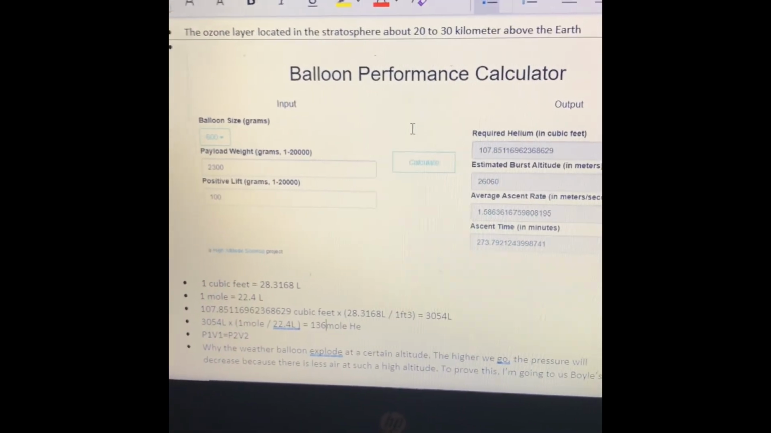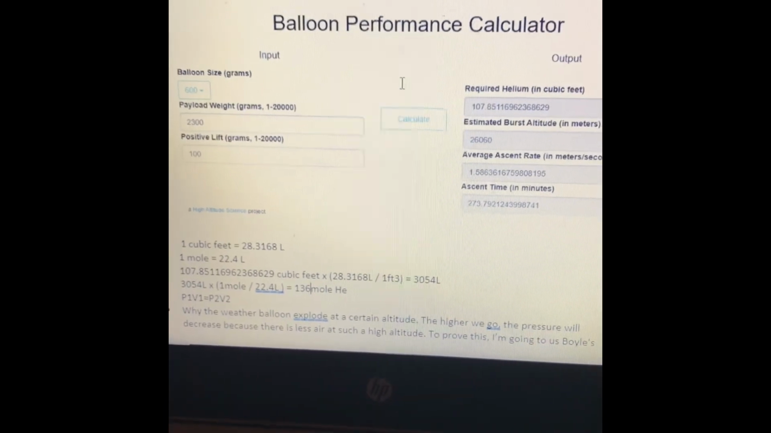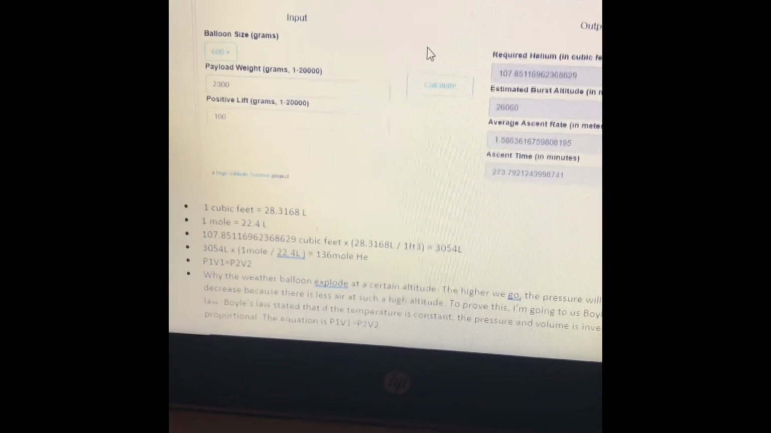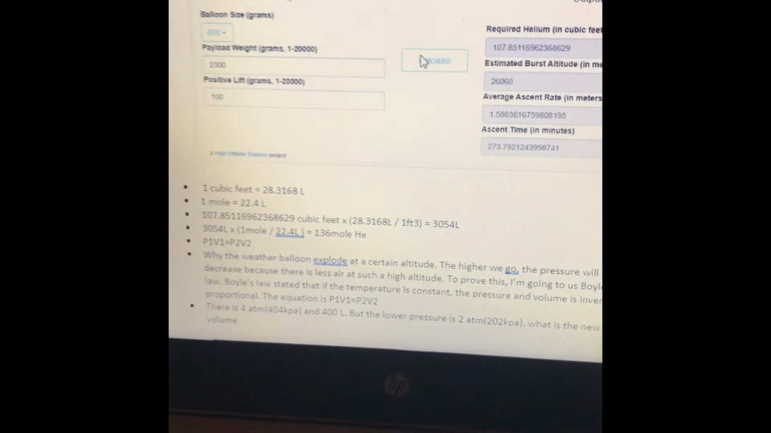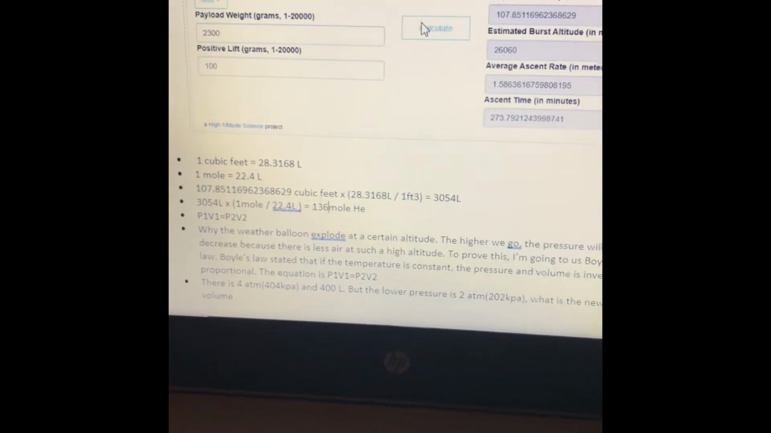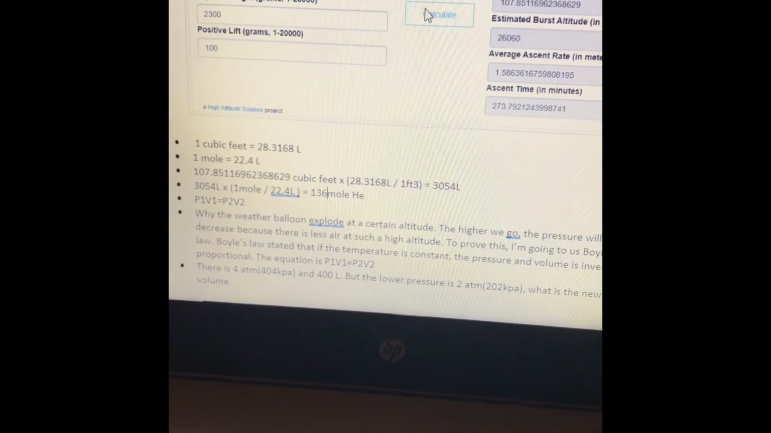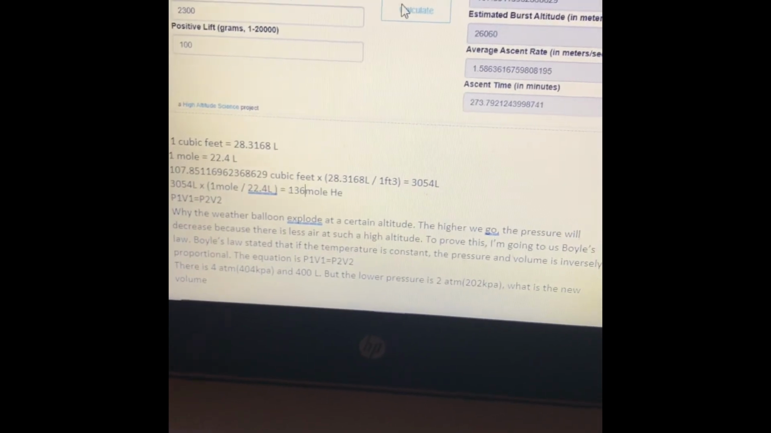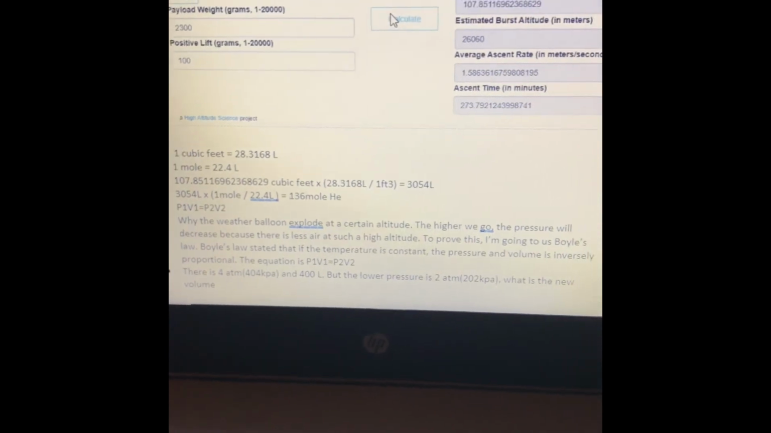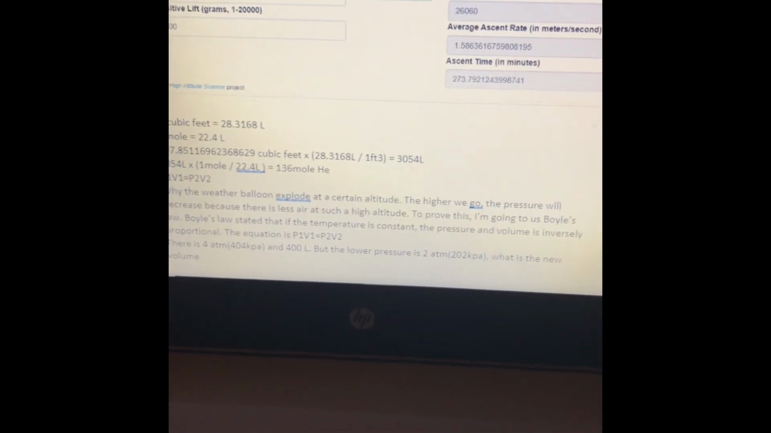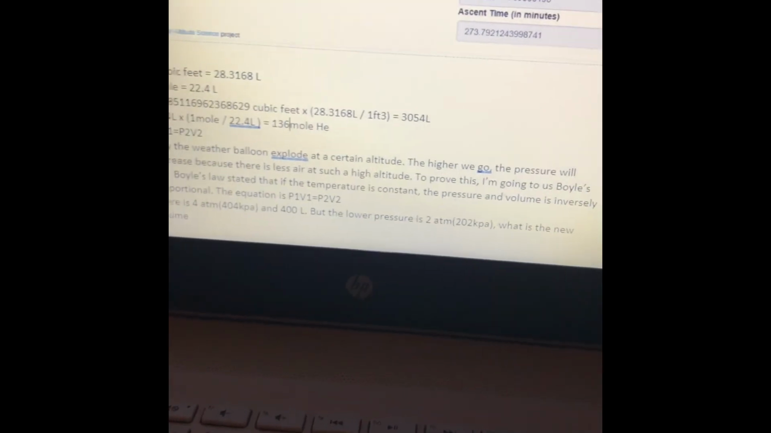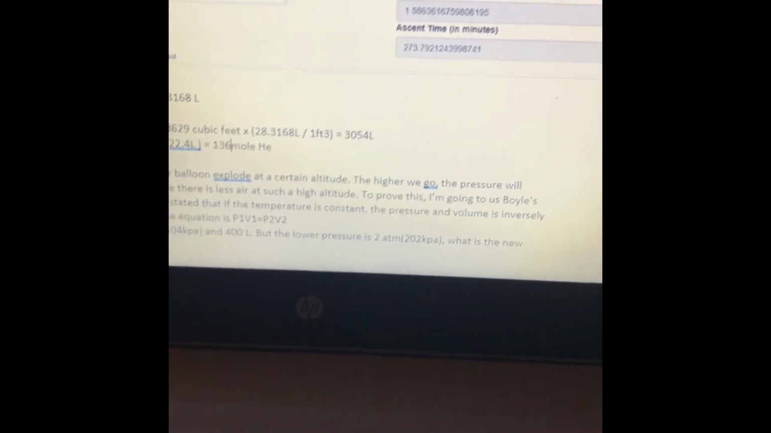Now the next question is why the weather balloon explodes at a certain altitude. And to answer this, we have to use Boyle's law. Before Boyle's law, we need to understand that the higher we go, the pressure decreases because there's less air at such a high altitude. To prove this, I'm going to use Boyle's law. Boyle's law states that if the temperature is constant, the pressure and volume are inversely proportional. The equation I will be using is P1 times V1 equals P2 times V2.